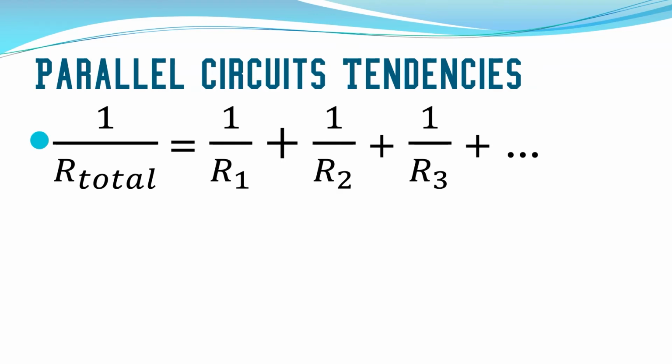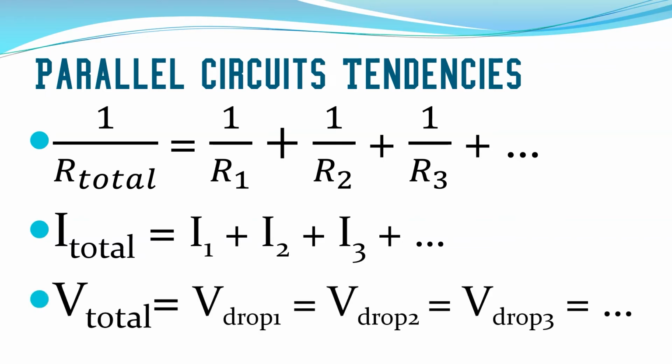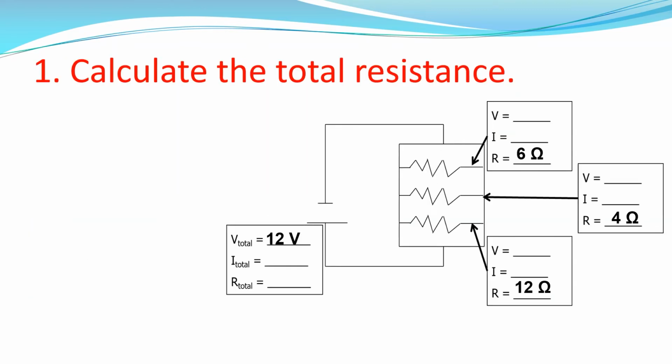Because of that inverse relationship with resistance, the inverse resistance of the total circuit is equal to the sum of the inverse resistance of all other resistors in that circuit. The current is the sum. Because we have multiple currents, you have to add them up to get the total current. It's not the same throughout. And then the total voltage is the same at every single point. This is why parallel circuits allow bulbs or loads to continue to work even if another resistor or bulb was removed. We can apply Ohm's law and the tendencies to this parallel circuit.